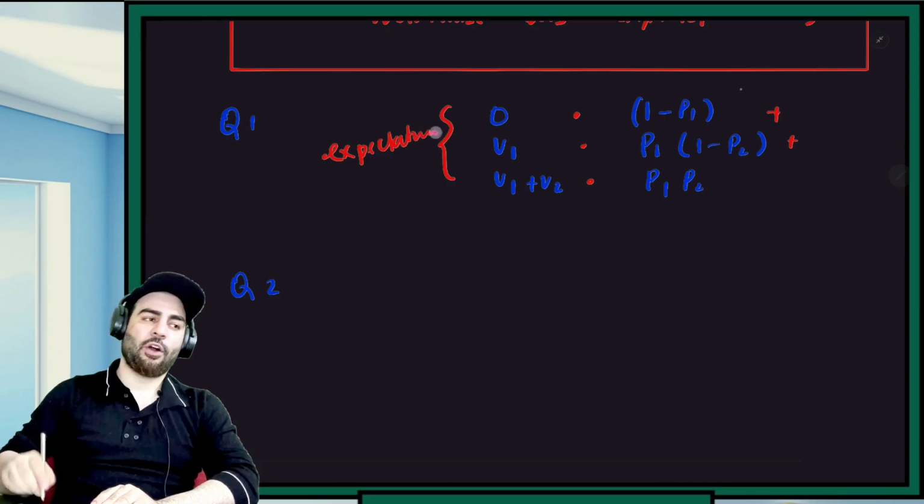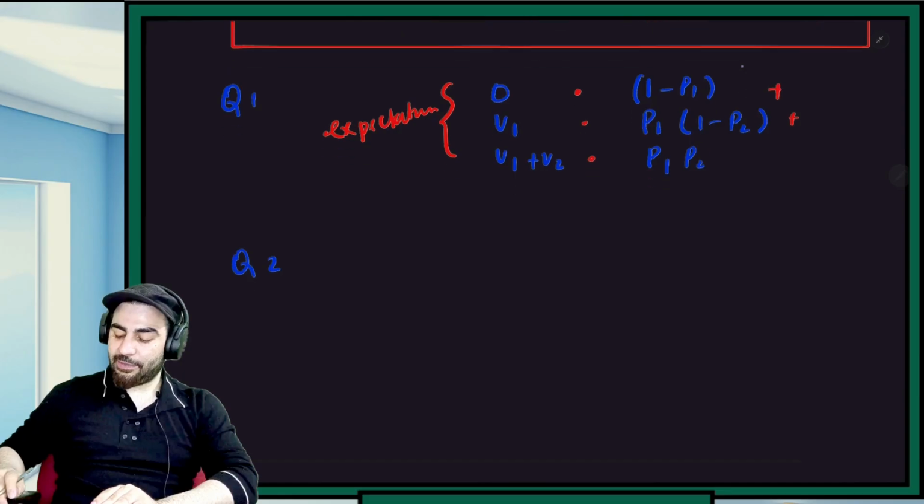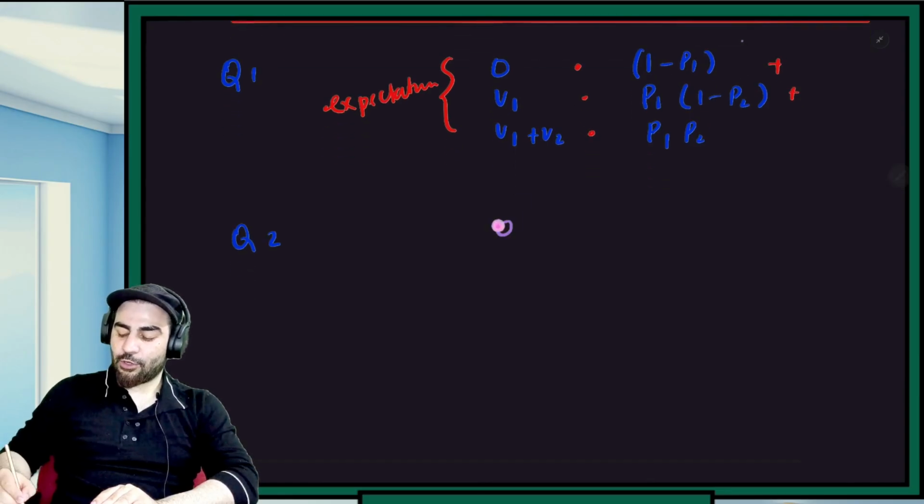Expectation of Q1. If I attempt question number 1, this is the expected amount of winning. Now a similar treatment can be done for question 2. I can win $0, I can win V2, or I can win V1 plus V2. So this is with probability 1 minus P2.